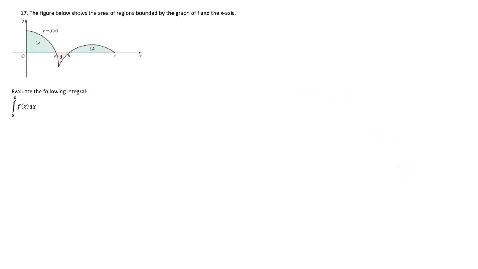The figure below shows the area of regions bounded by the graph of f and the x-axis. Evaluate the integral from 0 to b. By the fundamental theorem of calculus, we can split this into the integral from 0 to a plus the integral from a to b. The integral from 0 to a is 14, and the integral from a to b is negative 8. So the resulting total area, or net area, is 6.